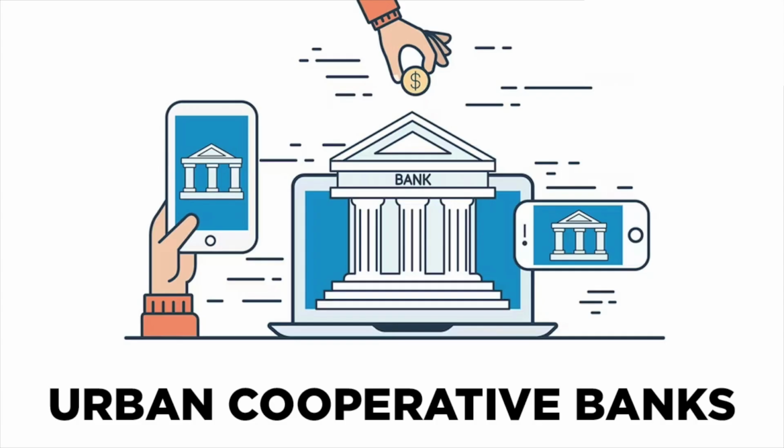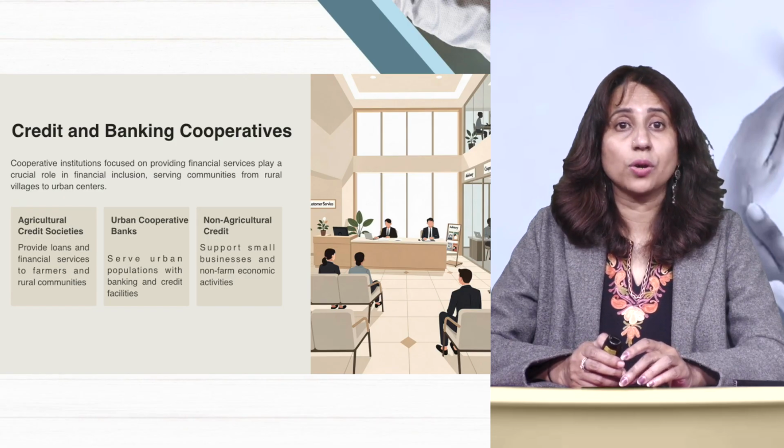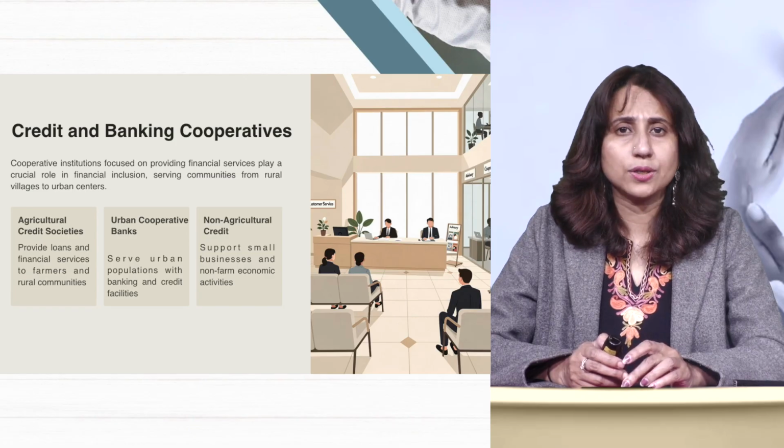So, let us now talk about the urban cooperative banks that we call UCBs, that operate primarily in urban and semi-urban areas, providing banking services to middle and lower middle class populations, small businesses and self-employed persons. UCBs emerged in the early 20th century to provide banking services to urban traders, small industries and salaried classes who lacked access to organized banking.